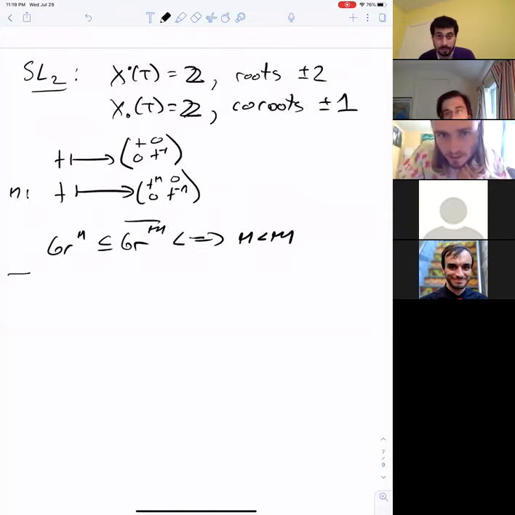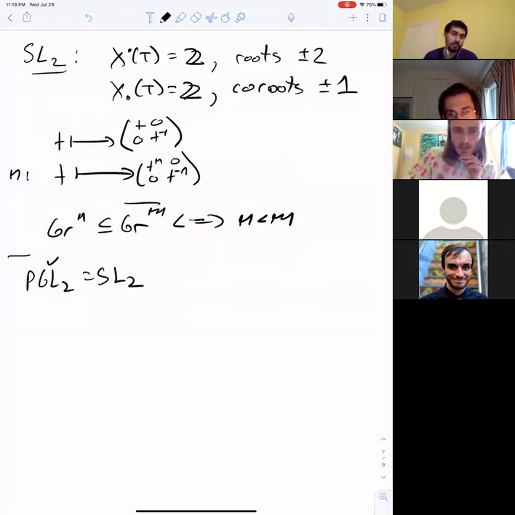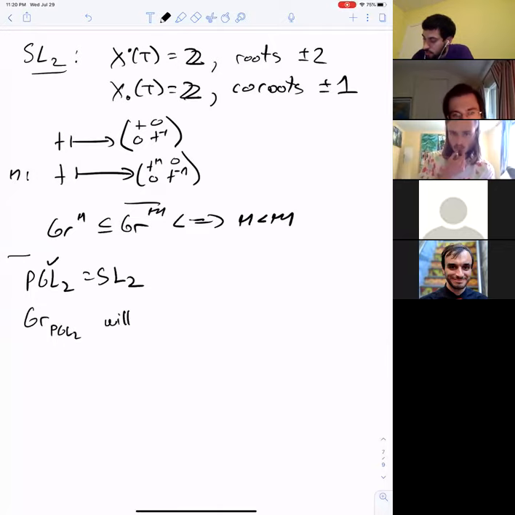If you did PSL2, then would the affine Grassmannian have 2 connected components? I think you mean PGL2? Yeah, I think Saad just mentioned this. PGL2 is the Langlands dual group of SL2. So the co-roots and the co-weights of PGL2 are just the roots and co-roots of SL2. So yeah, GR of PGL2 will have 2 connected components.